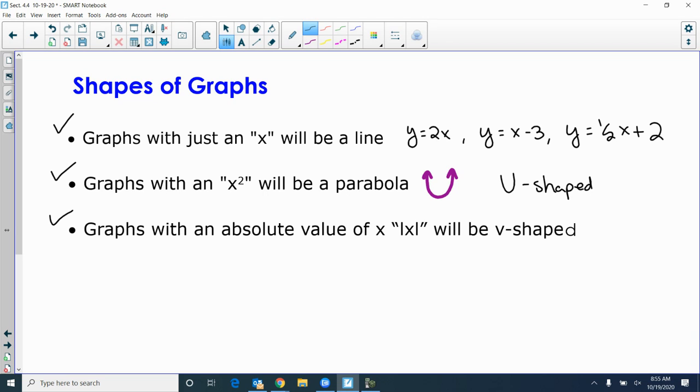And then what makes them? Just a straight x is a line. Anytime you got an x squared, it's going to give you a U. And then once you have an absolute value, that's going to be a V.